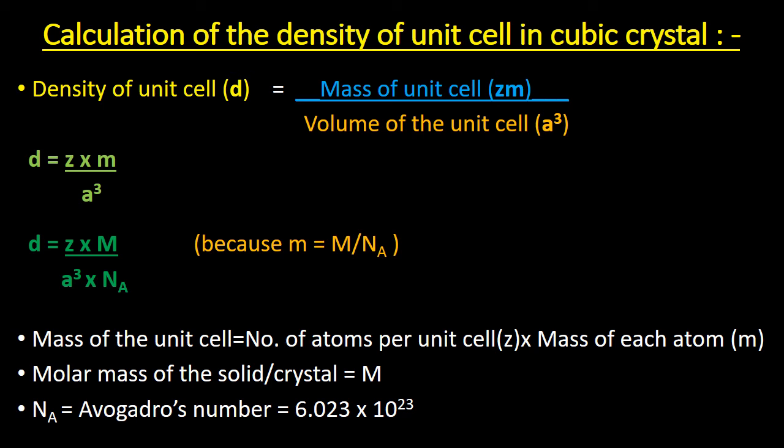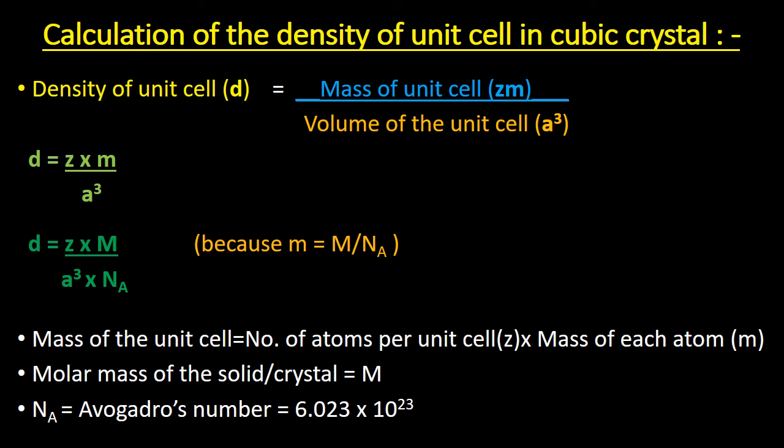Now let us know how to calculate density of the unit cell in a cubic crystal. The density of a crystal can be calculated by using the following formula, that is density of the unit cell, small d is equal to mass of unit cell, that is Z into m, divided by volume of the unit cell, that is a cube. d is equal to Zm divided by a cube. d is also equal to Z into capital M divided by a cube into Na, because small m is equal to capital M divided by Na.